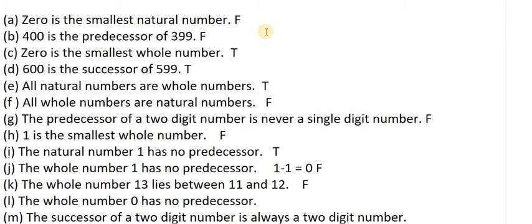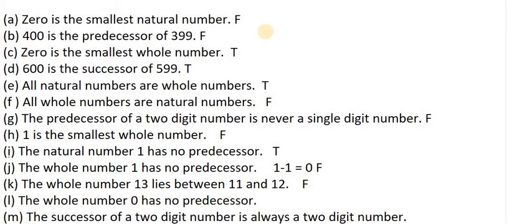What is the next question he is asking? The whole number 0 has no predecessor. Yes, because before 0, no number is there on the number line, and in the whole numbers there is no digit before 0. So that is the reason the whole number 0 does not have a predecessor. So the answer is true.